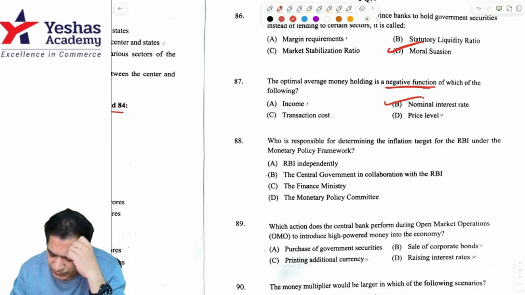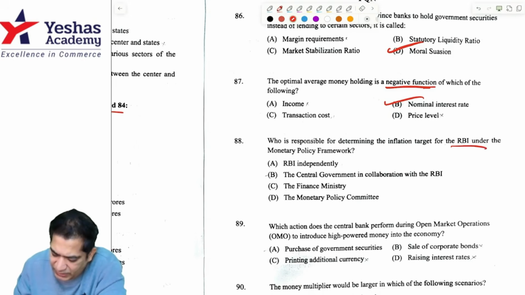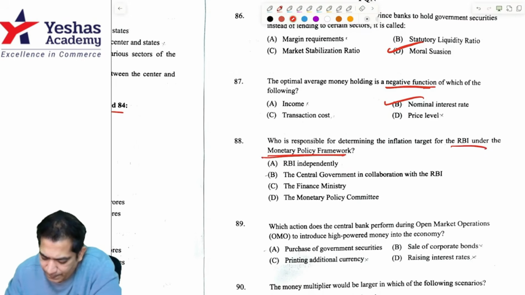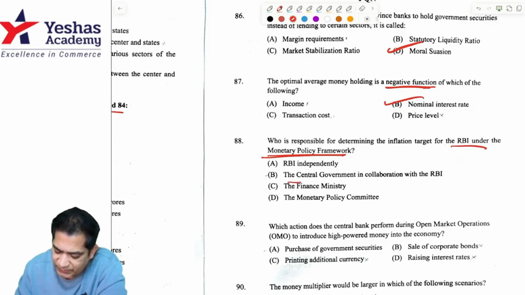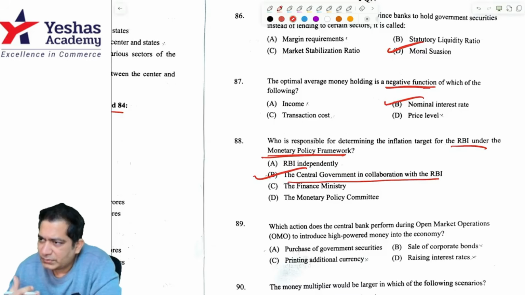Who is responsible for determining the inflation target for RBI under the monetary policy framework? Of course, there is a consultation between the central government and the RBI, wherein RBI has signed an agreement under the new monetary policy framework to control inflation to a tolerable limit.